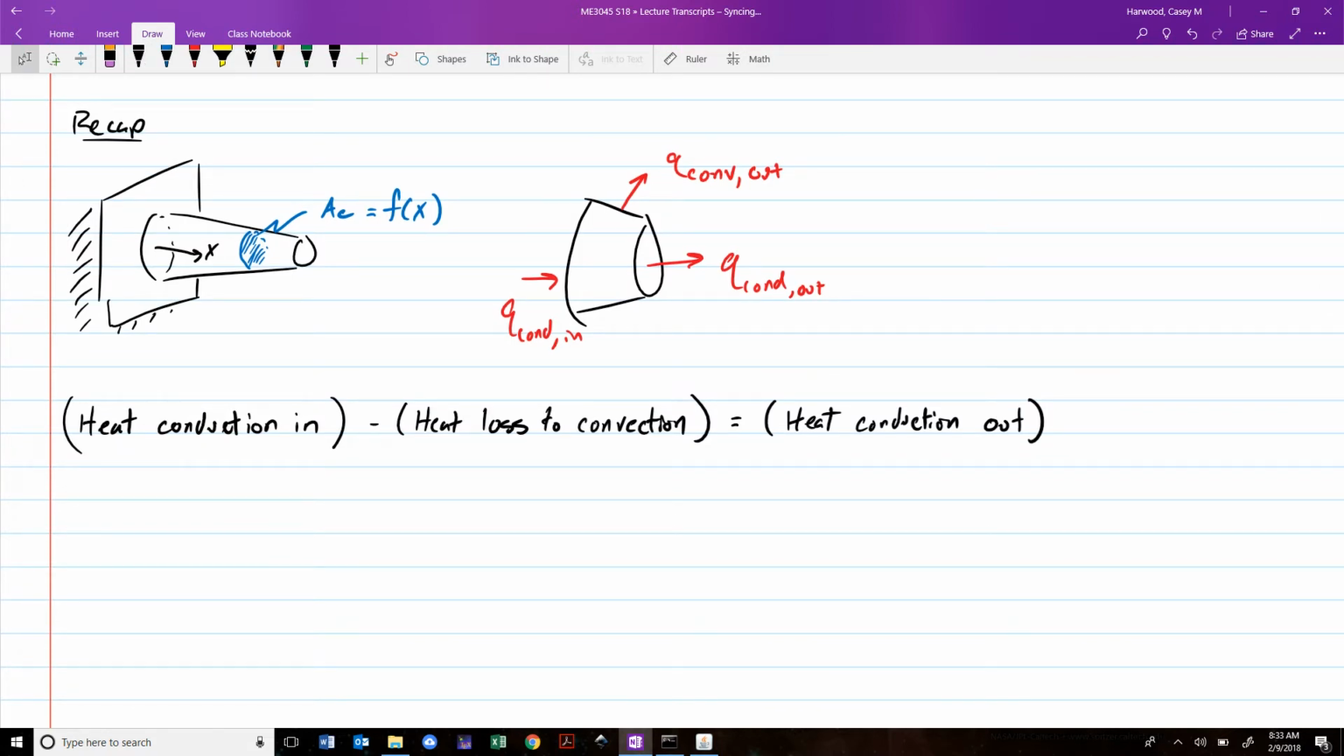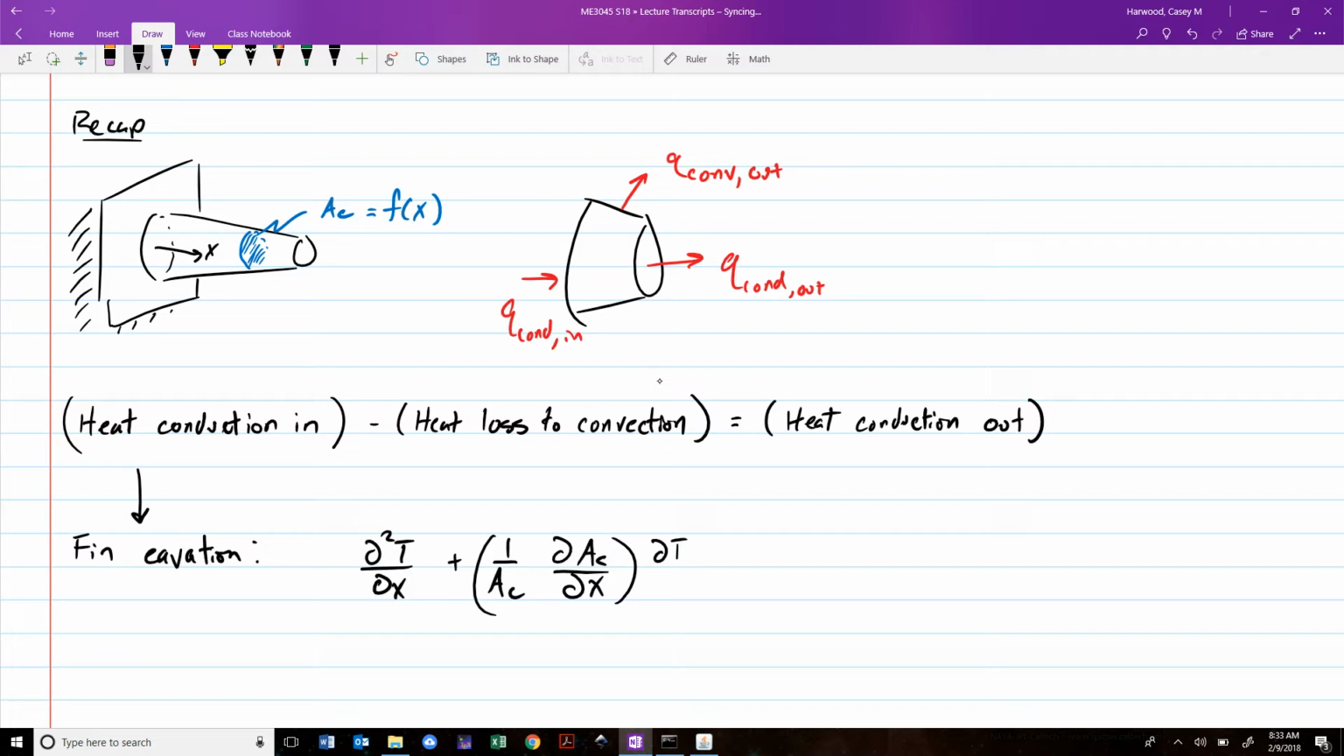By applying Fourier's law to the heat conduction in and heat conduction out terms, along with a first order Taylor series expansion, and using Newton's law of cooling on the convection term, we arrived at the general fin equation, which states that the second partial derivative of temperature with respect to x, plus 1 over the cross-sectional area times the rate of change of the cross-sectional area times partial T, partial x, minus hP over k A_c times (T minus T infinity) is equal to 0.